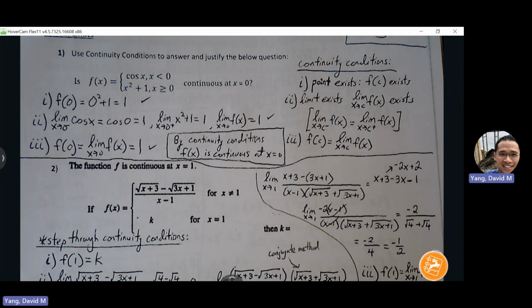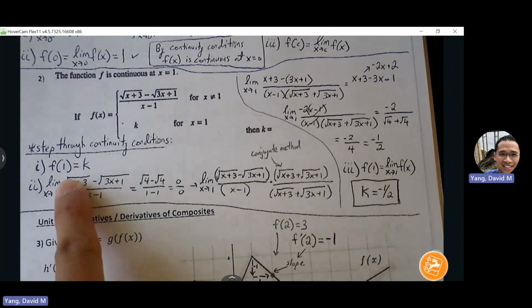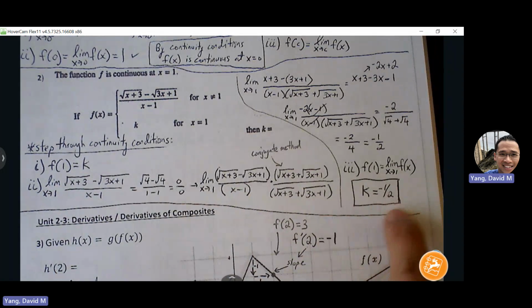Okay, so that's the first condition. First condition, we don't know what that value is. F of 1 equals K, right? We know the limit will produce -1/2. So the third condition will have to be where this is equal to that. And so that forces us to match K must be equal to -1/2.